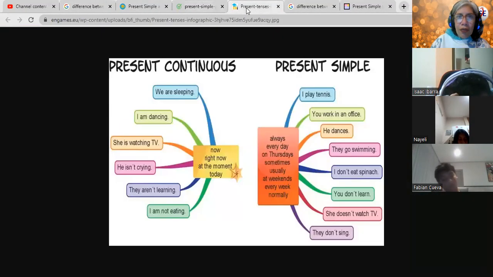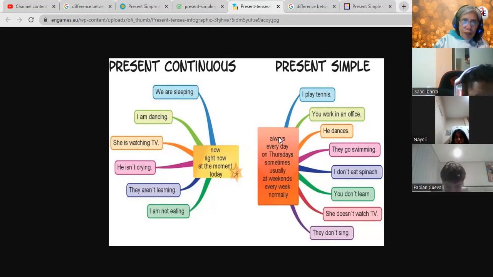Give me a second. Let me find the other one. So here you have an image with the words. We are sleeping now. I'm dancing right now. She's watching TV at the moment. He's crying today. They aren't learning. I'm not eating. And we have here the words we use for the present simple, okay?